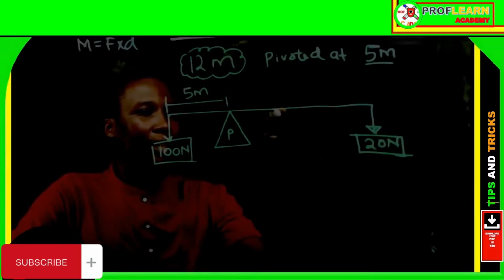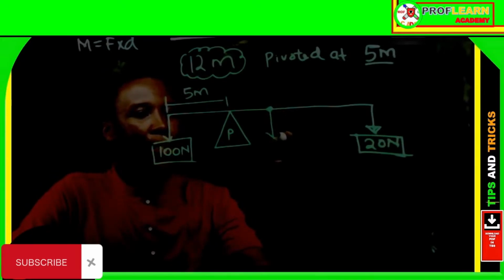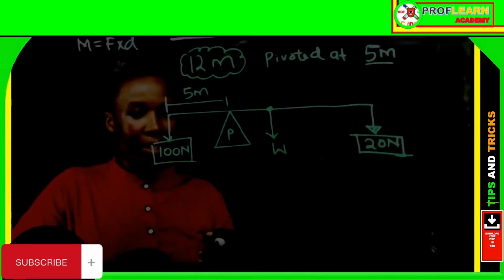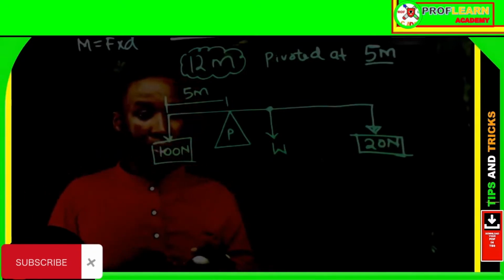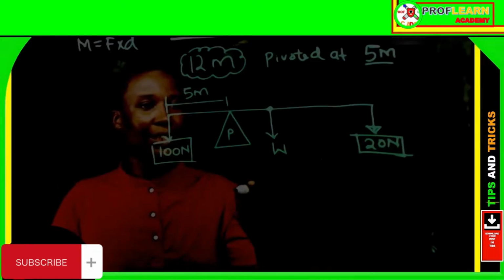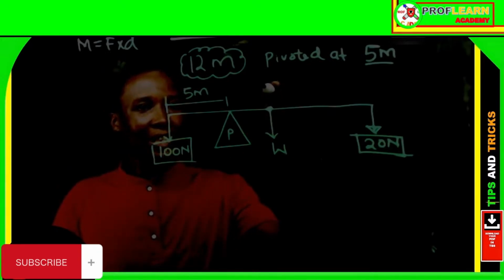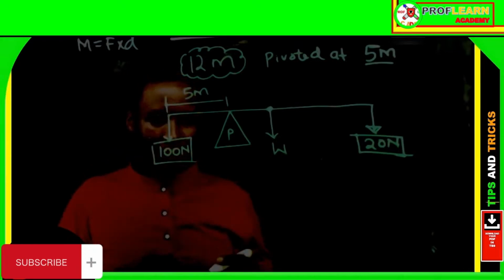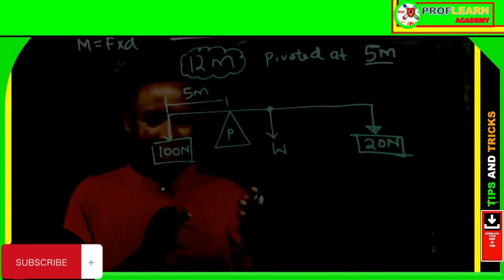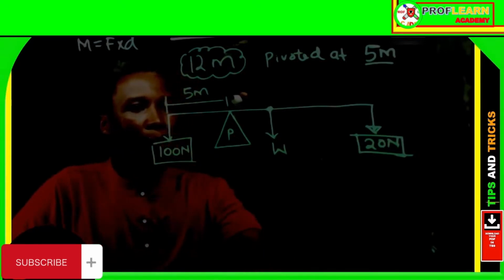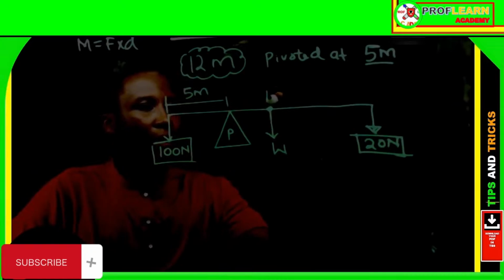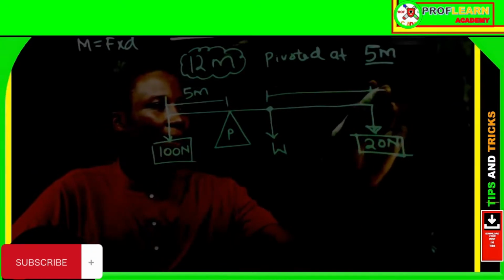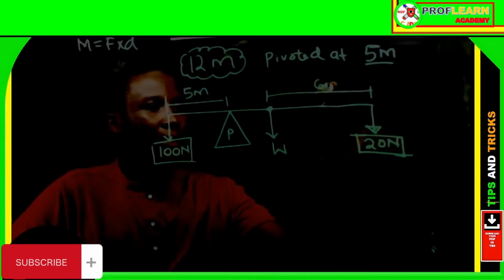It means the weight of this object is going to act at the middle point, which is W, because the weight is a type of force. So it will be acting at the center, and the center is at the 6 meter mark. Yeah, at the central point. So from this point to this other end here, we are going to have what? 6 meters.